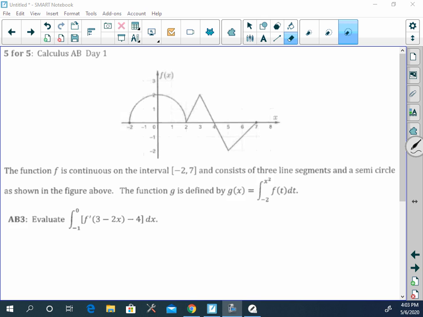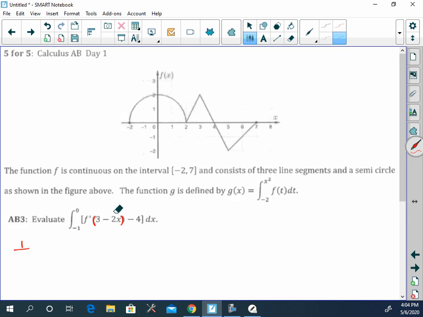All right, the 5 for 5, still on day 1, and we're on to part 3 here. So for part 3, we're trying to evaluate this integral. And if you notice, this looks like a u substitution problem, but the u here, what we would make our u, is linear. So we're going to use our little trick here, where if the u is going to be linear, we just have to remember to do 1 over the slope out front.